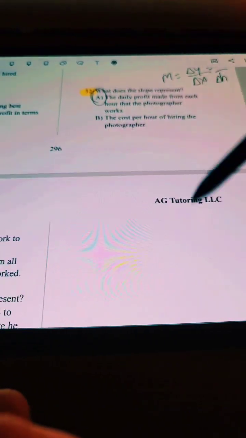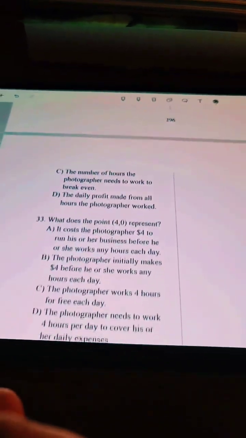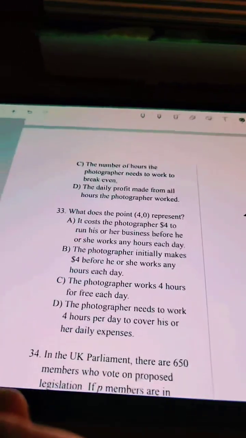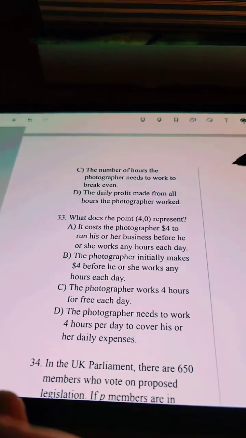Thank you guys for sharing the live. So let's go to number 33. Yeah, slopes are awesome. Slopes are very straightforward and nice.